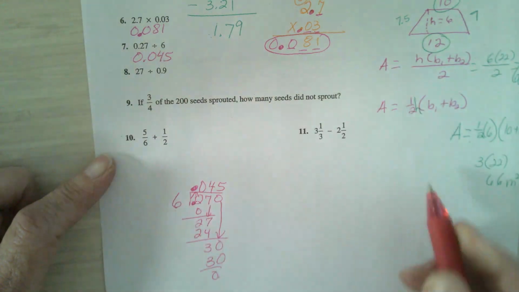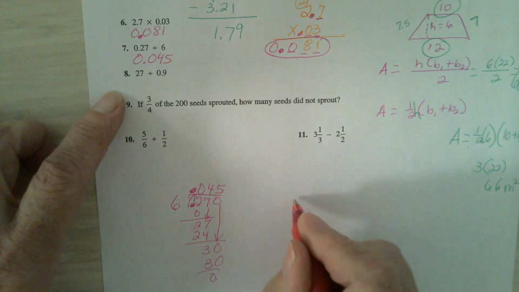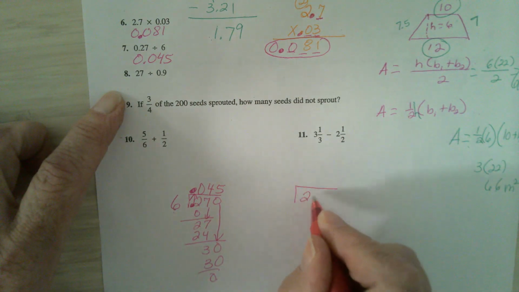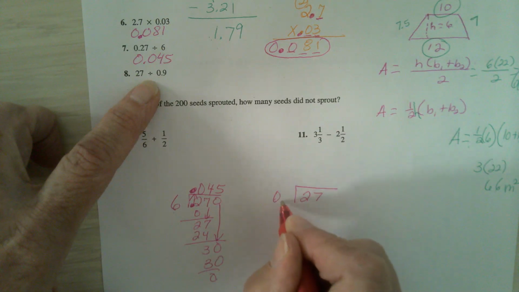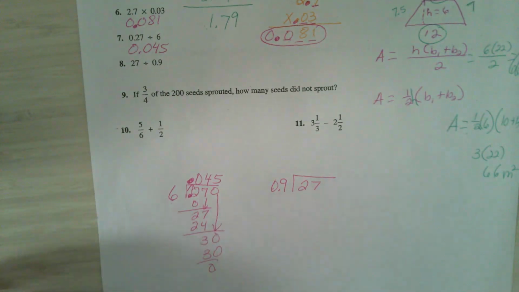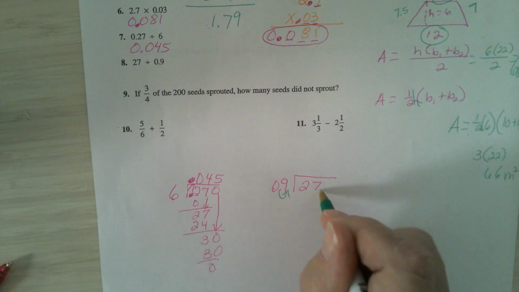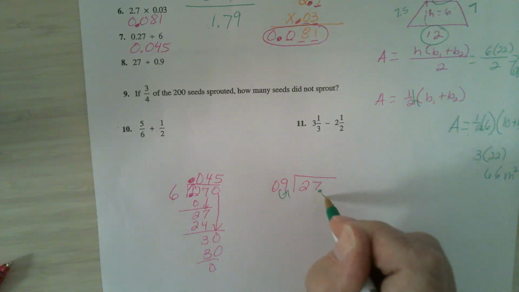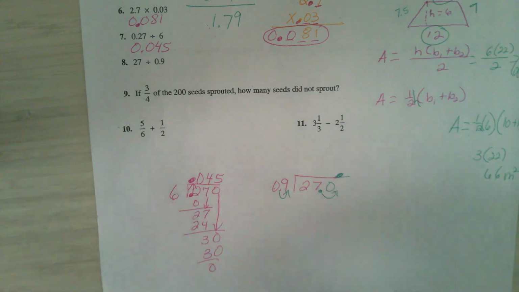Now we're going to do number 8. In number 8, the 27 goes in the box. 9/10 goes on the outside. Oh, we have a decimal in the problem. We have to move it out. Move it 1, make it appear, and move it 1. Put it straight up so you don't forget. So you have 270 divided by 9.